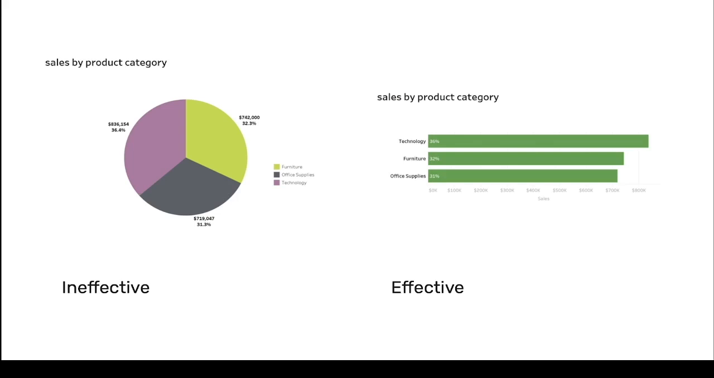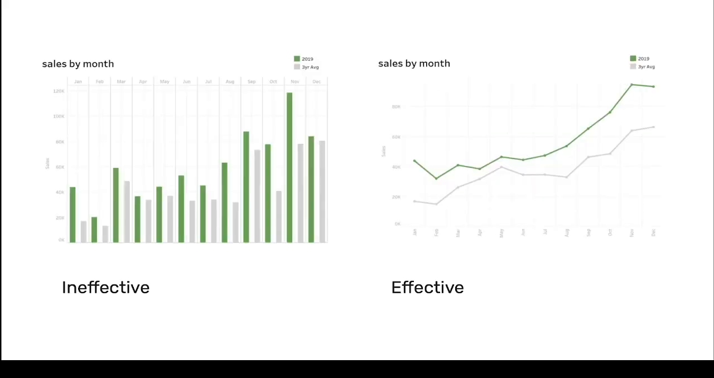Back to this example. The message is very clear and allows us to compare the categories. We can clearly see that technology product sales were higher than the furniture and office supplies categories. This also enhances decision making. Let us look at this next example.